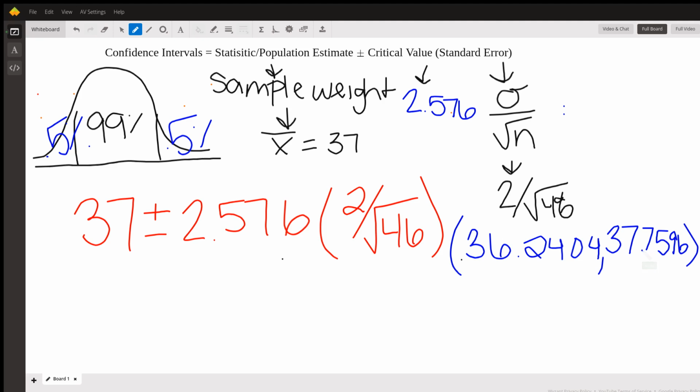And that would be your answer. Those two numbers are your interval, and I hope that helps.